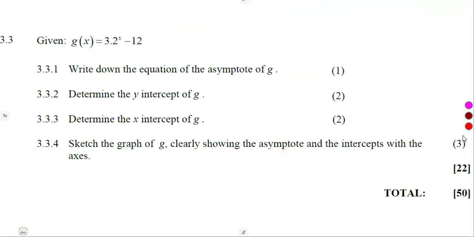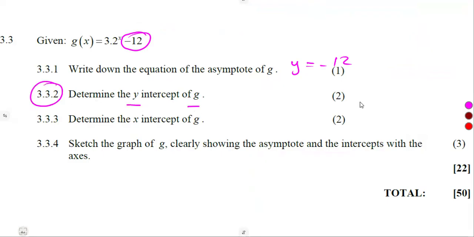Another question, given this part that we have, write down the equation of the asymptote. I talked about an exponential function, guys, before. This is the part representing our asymptote. So y is equal to -12. That's our equation of the asymptote that we are given.